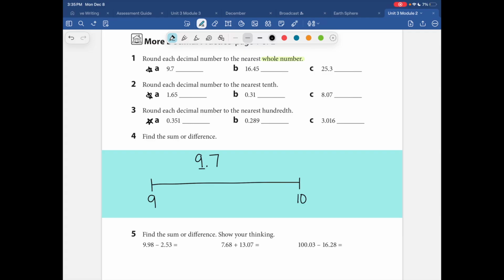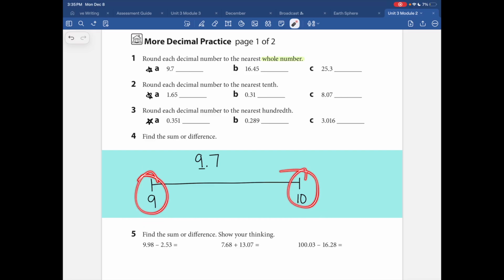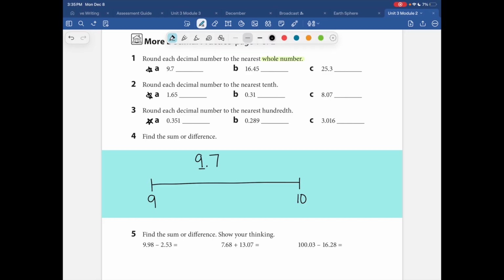So first step is getting your low side and your high side. So again, the two numbers that I am between, if I'm rounding 9 and 7/10 to the nearest whole number, I am between 9 and 10. So step 1, getting the numbers that I'm between. Step 2, I'm going to want to get my halfway point. So halfway between 9 and 10 would be 9.5, also written as 9 5/10.